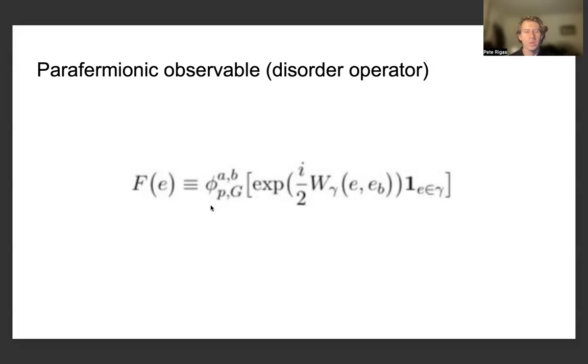And the parafermionic observable is given by the expectation under the random cluster probability measure of the exponential of some imaginary prefactor i over 2 times the winding of some path gamma between the edges e and e_b. So e is just any edge that the path gamma traverses and e_b is the final edge that the path will traverse, times an indicator that each one of these little e's, which is each one of the edges that we look at the winding over for the parafermionic observable, belongs to the path.